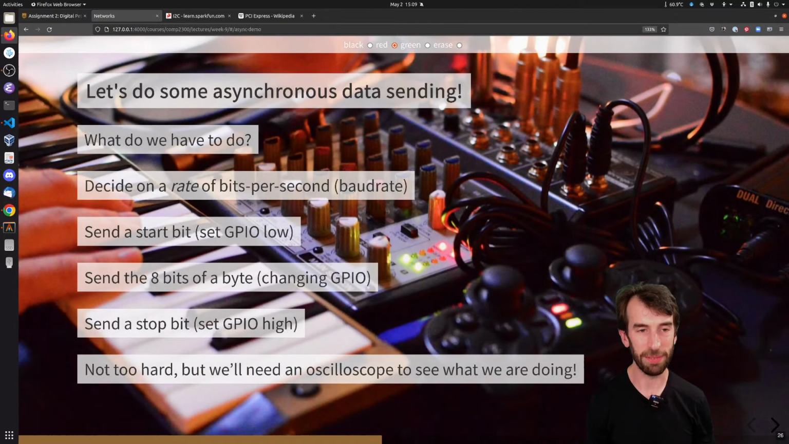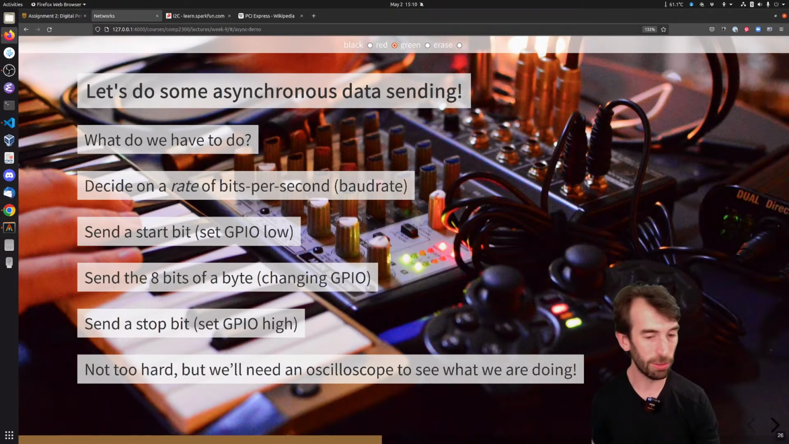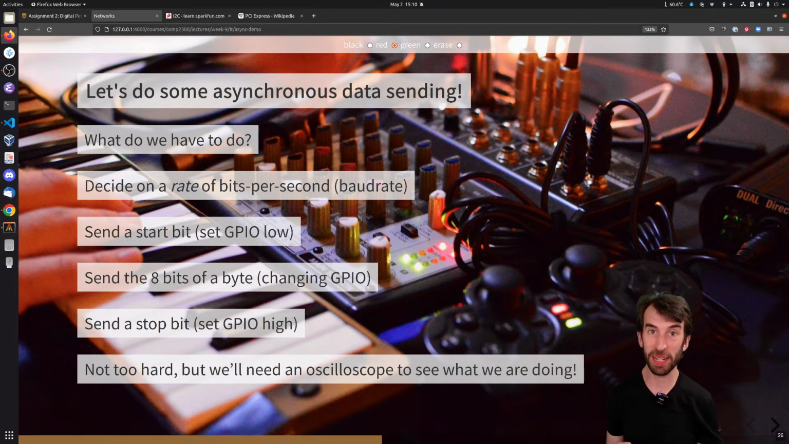Okay, where was I in my stuff? Demo time, the most ambitious and wonderful demo in all of COMP2300. Whew, this is where things are going to get crazy. We're going to do some asynchronous data sending, folks. Time for the demo.